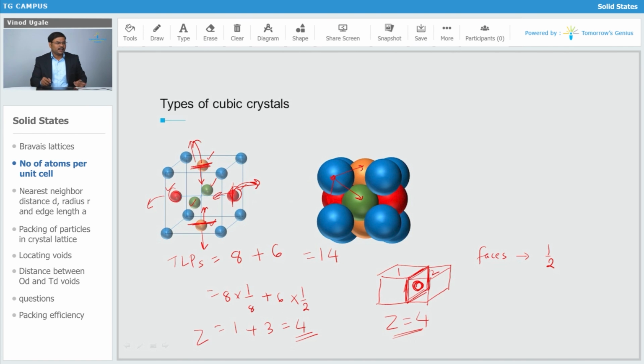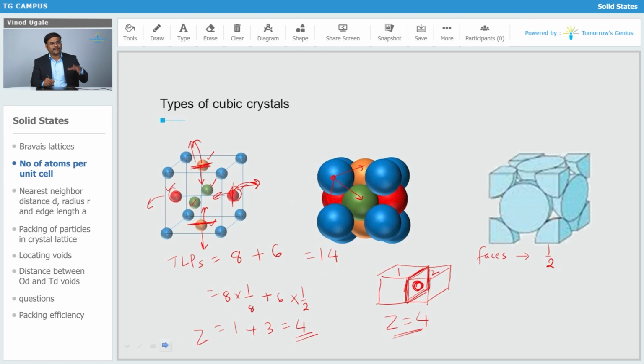So this corner particle is touching this particle, this particle, and this particle also. They are touching the face particles. Let's go for the exact contribution of the atoms. So this is 1/8 and this is half. So for this we are going to have 6 and for this we are going to have 8. So 1 plus 3, in total we get Z is equal to 4.